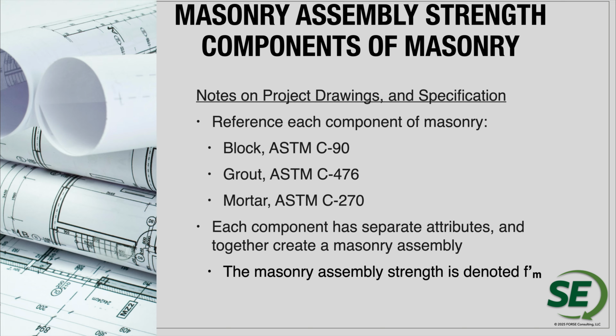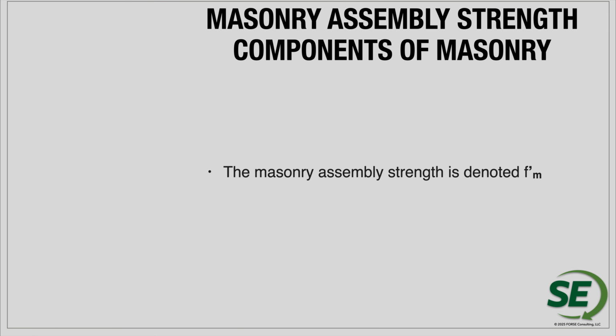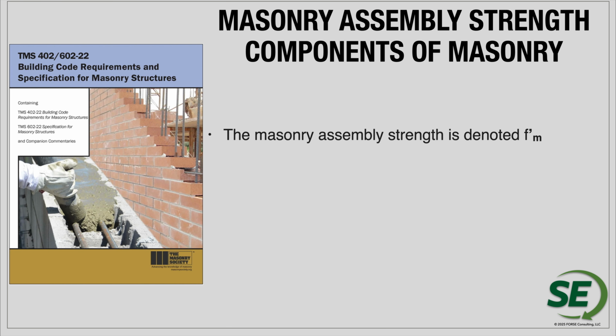When we put them together, it's going to be what we would then call a masonry wall. None of the items separately are going to be masonry, but when we put them together, it would be the masonry wall assembly. So the masonry assembly strength is going to be denoted as f'm.